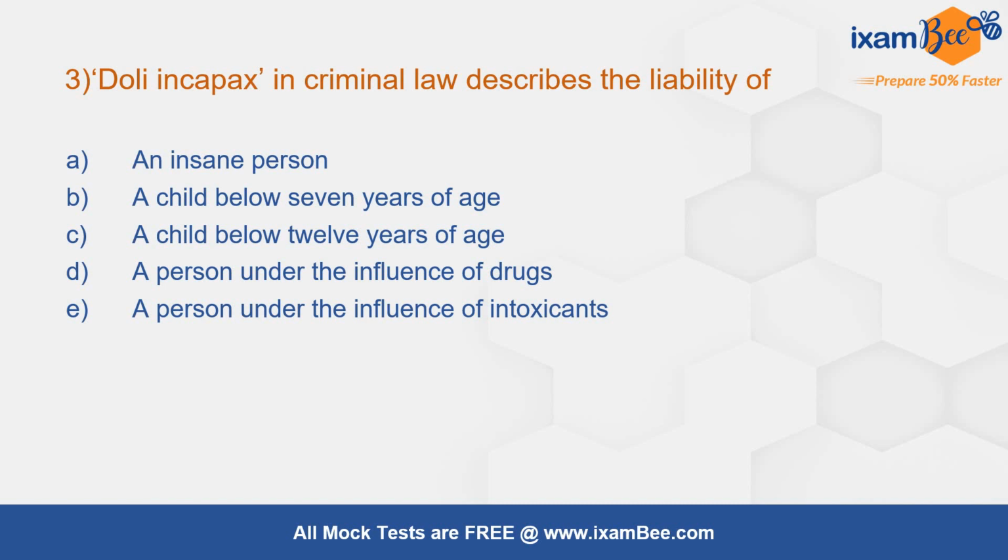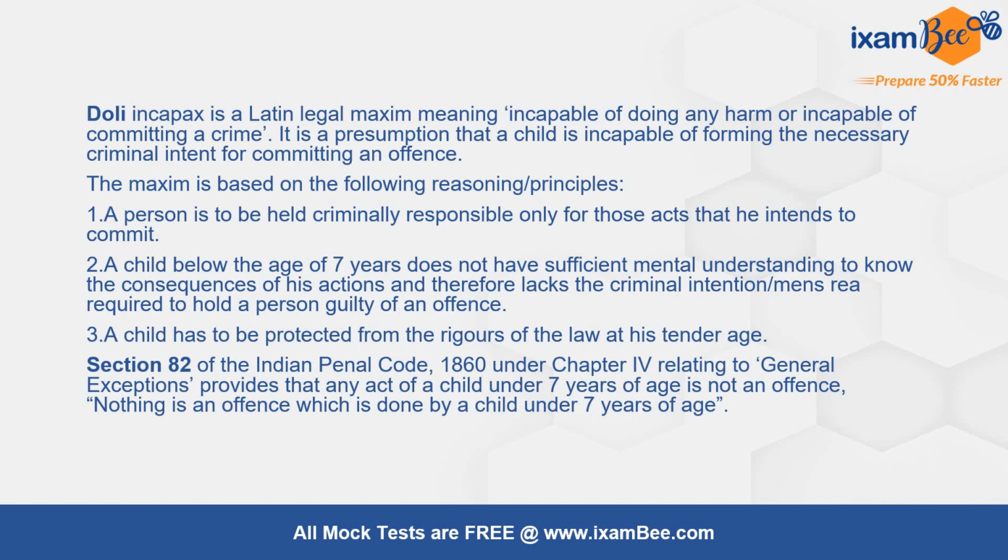Question 3 is: Doli incapax in criminal law describes the liability of? The correct answer is a child below 7 years of age. This is given under section 82 of IPC. Now, what is doli incapax? It is a Latin term which means incapable of doing any harm or incapable of committing a crime. It is a presumption that a child is incapable of forming the necessary criminal intent for committing any offence. So mens rea will be missing, and hence under section 82 this is an exception through which an act of a child under 7 years of age is not considered an offence.